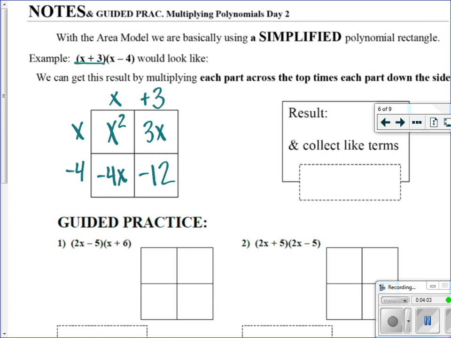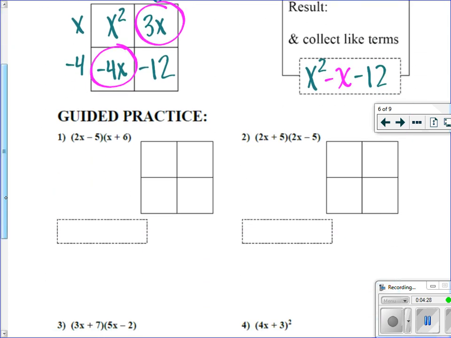Is anything combined with that? No. X, 3x, and negative 4x give you negative x. And then is anything combined with that negative 12? Ta-da! That's our general setup pretty much every single time. So if we look at another problem, one goes along the top, one goes along the side.